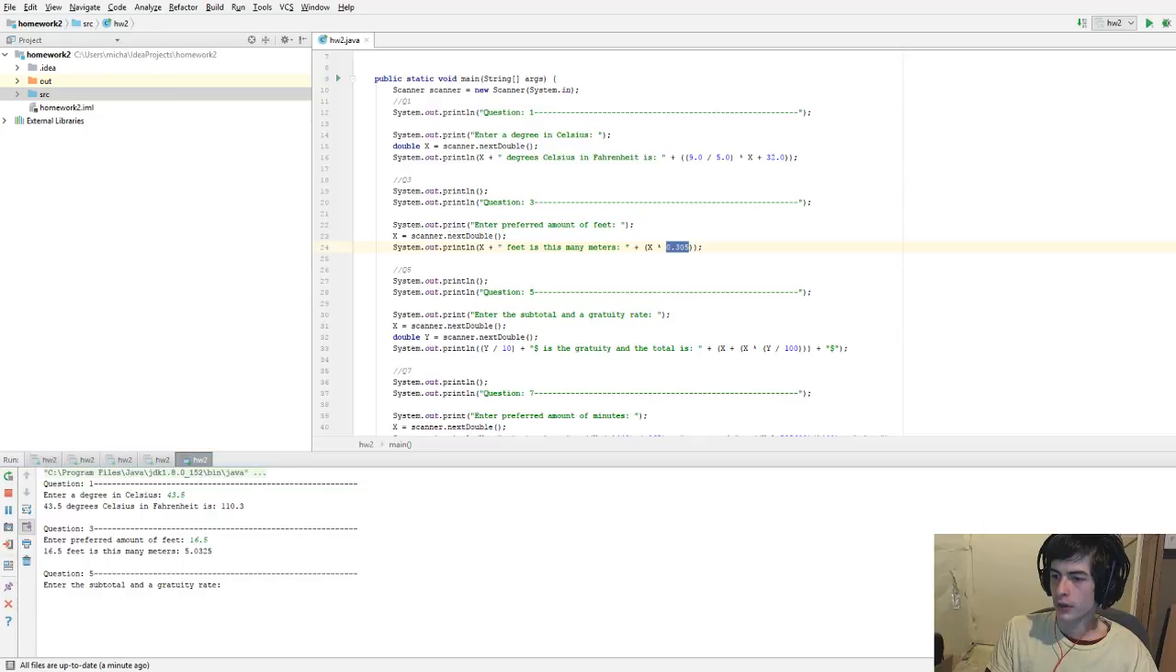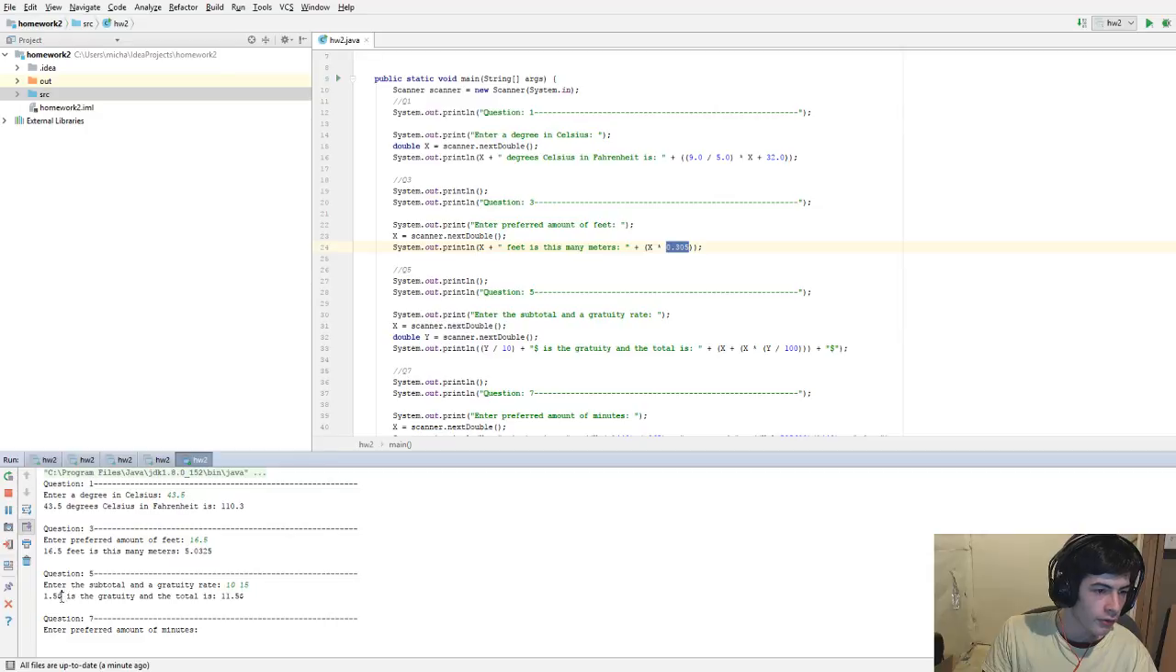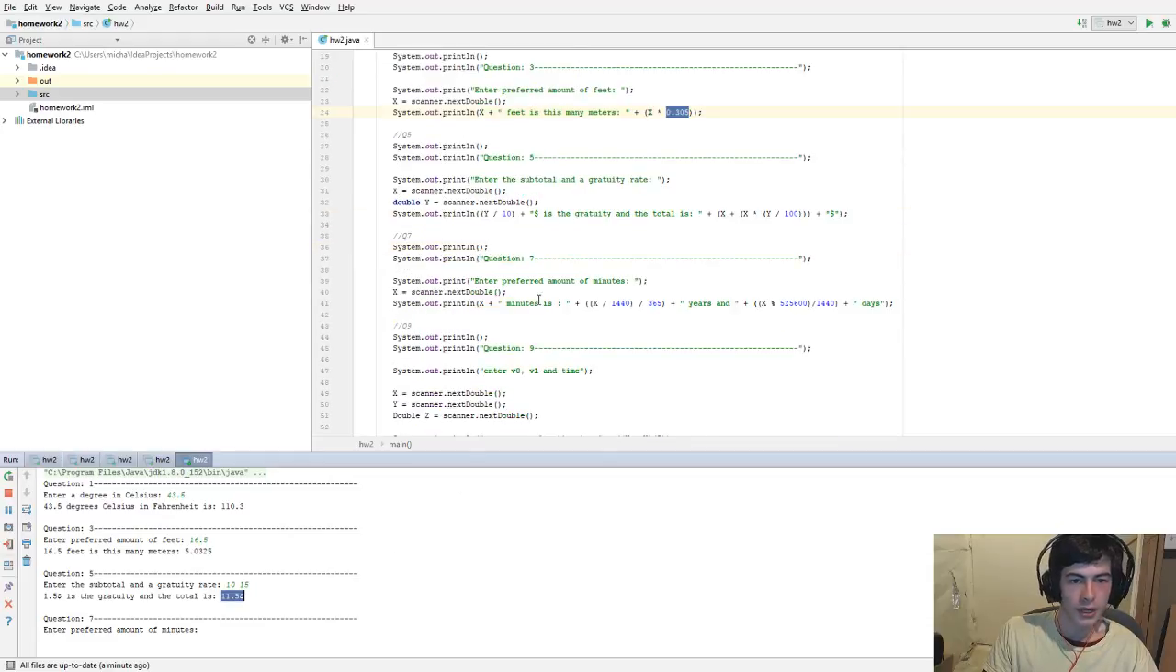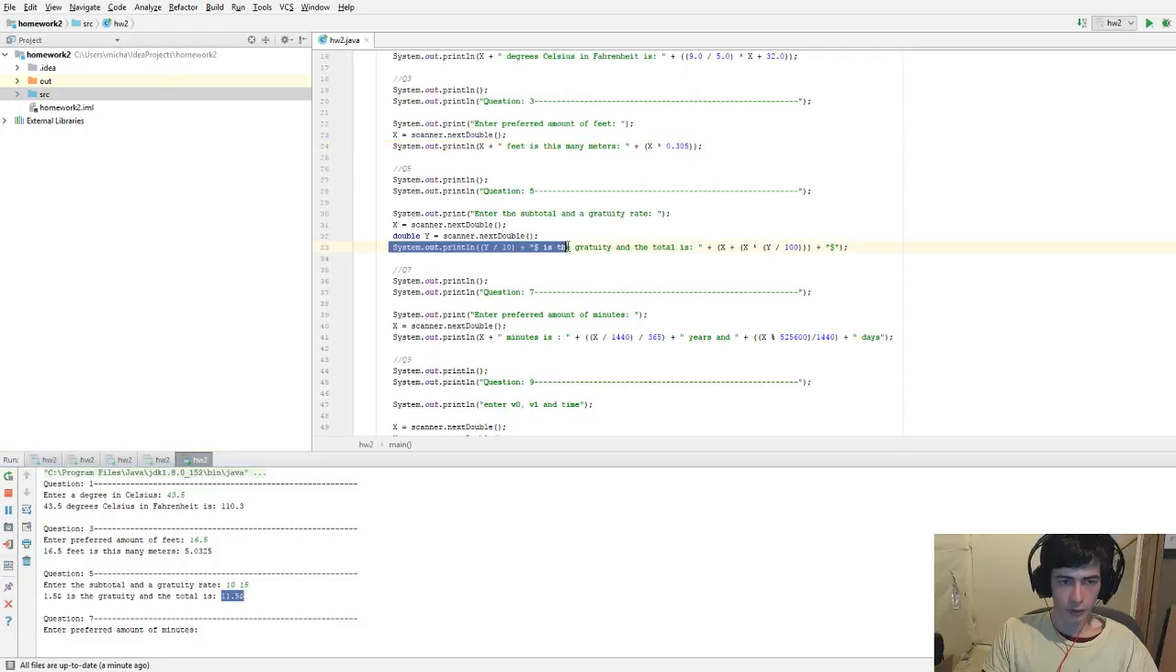And then we have the gratuity rate problem with the subtotals, and so we have 10 as the subtotal, 15% as the gratuity rate. And then we get $1.5 as the gratuity, and the total is 11.5. As we see from here, just simply adding on the total times the percentile of it right there.